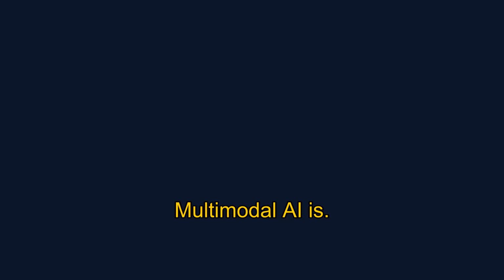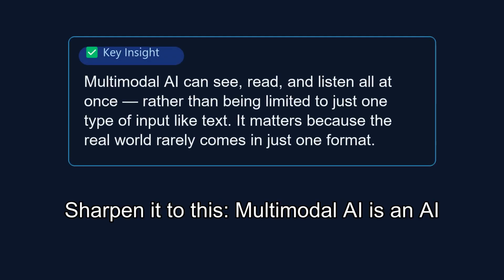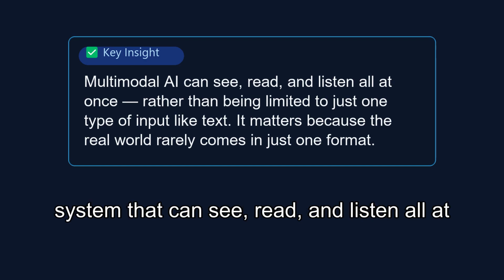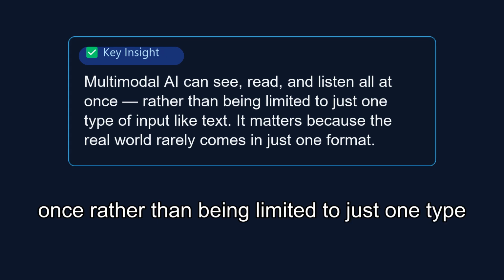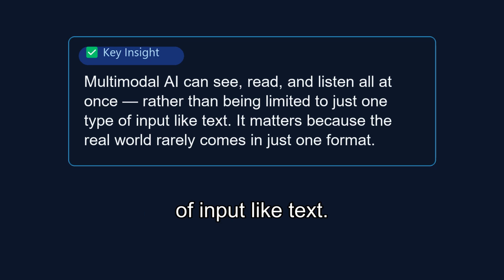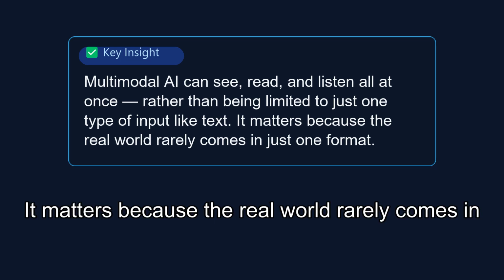Okay, let me try this. Multimodal AI is an AI that can handle more than just text, like it can look at things, hear things, read things. All at once. It's not one trick. That's close. Sharpen it to this. Multimodal AI is an AI system that can see, read, and listen all at once, rather than being limited to just one type of input like text. It matters because the real world rarely comes in just one format. I'm writing that down. That's the one.